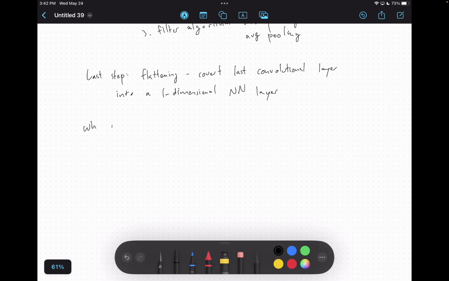So why not connect all layers? The number of weights grows exponentially.